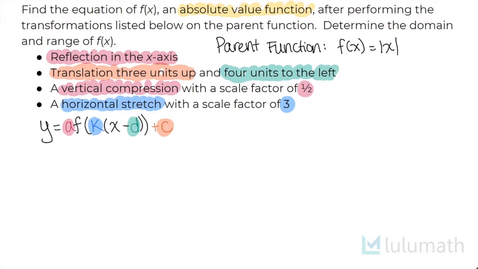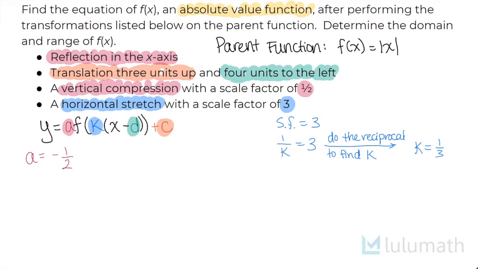So let's identify all of these values, a, k, d, and c, so that way we can write our equation. So because a is a vertical compression with a scale factor of 1/2, and because we have a reflection in the x-axis, a will be negative 1/2. To find k, we know that we have a horizontal stretch with a scale factor of 3. So since our scale factor equals 3 and our scale factor is 1 over k, then we just do the reciprocal. And the reciprocal of 3 over 1 is 1 over 3.